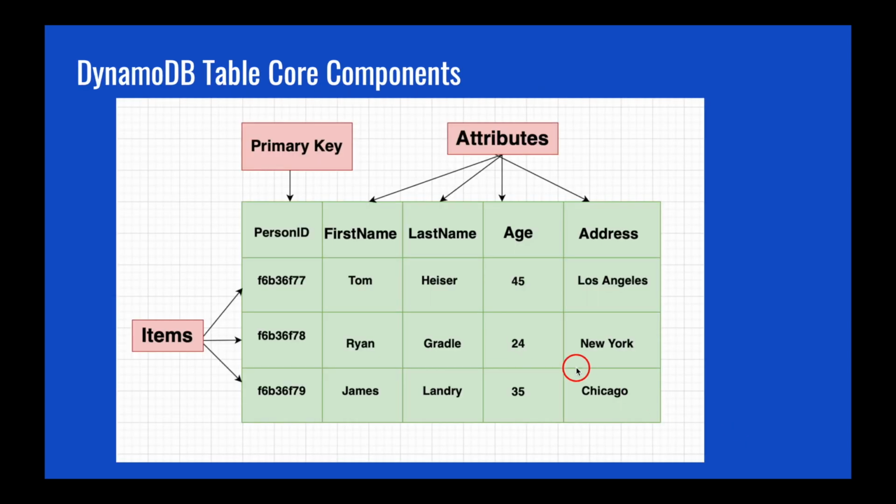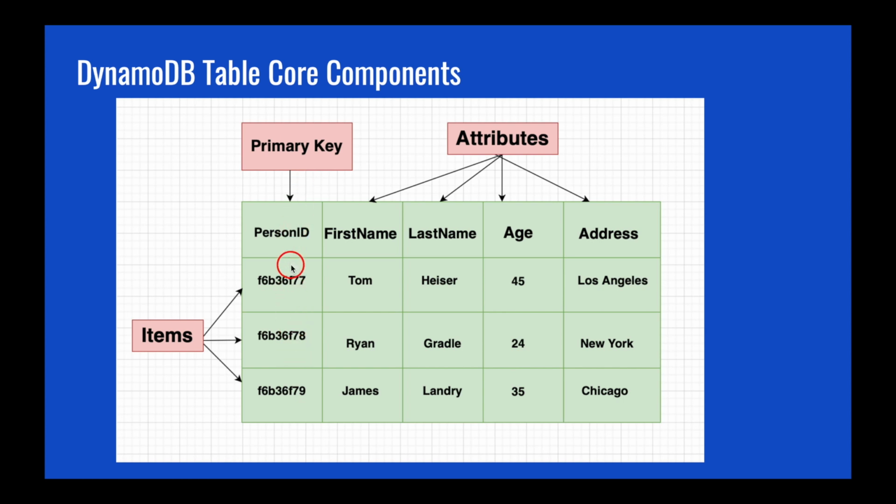And these are the DynamoDB table core components. This is how the DynamoDB table structure looks. This is one person table, guys. Here we have the primary key, attributes, and the items. A table is a collection of items, and each item is a collection of attributes. DynamoDB uses the primary key to uniquely identify each item in a table.